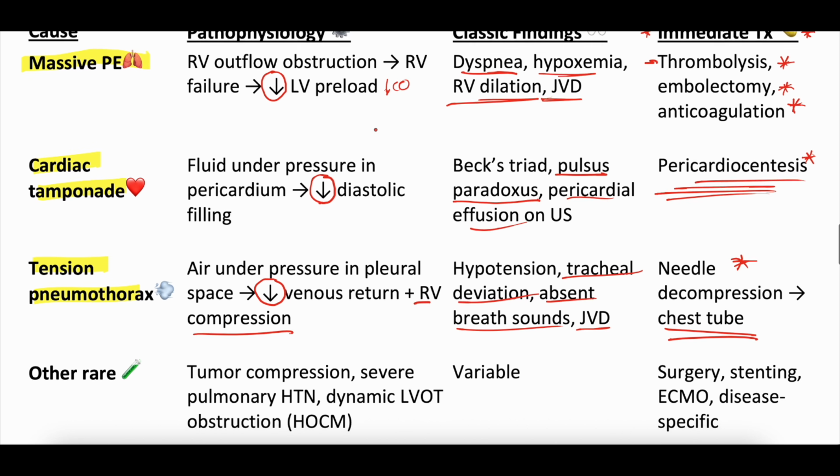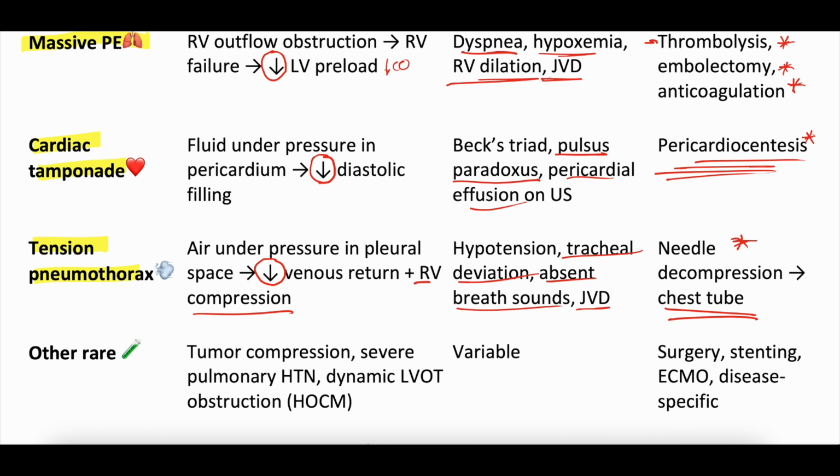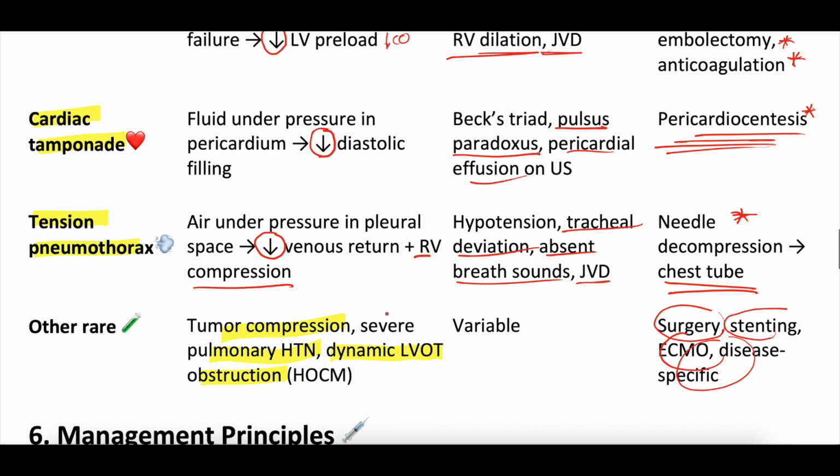And then there are other rare causes. We talked about some of them, like dynamic left ventricular outflow tract obstruction, pulmonary hypertension, tumor compression. And again, addressing that underlying cause (surgery, stenting, ECMO, disease-specific treatment) is what's going to treat these. So if you could take one thing away from this portion of the episode, it's you need to treat the underlying cause. This is so important. These patients will not survive if you don't expediently treat the underlying cause, because we cannot temporize them very well without treating the underlying cause.